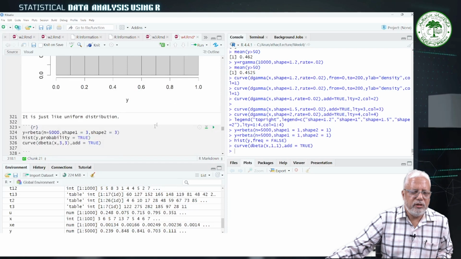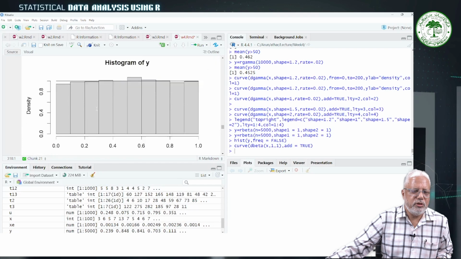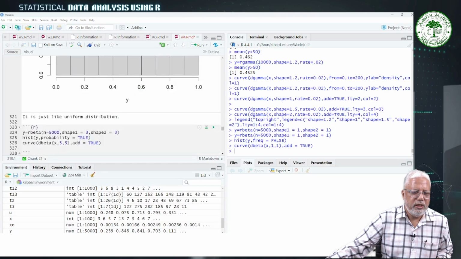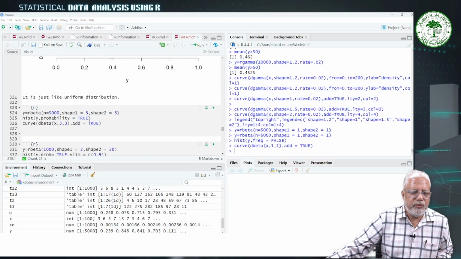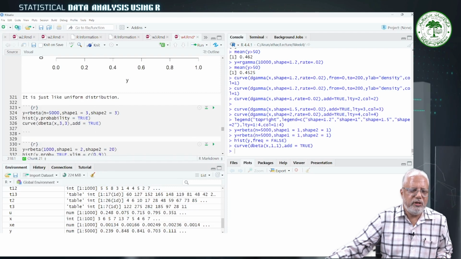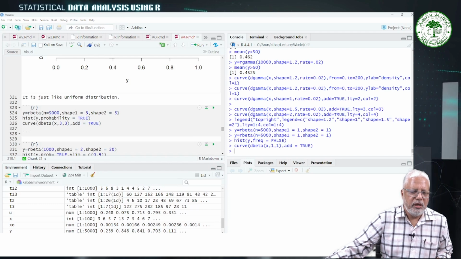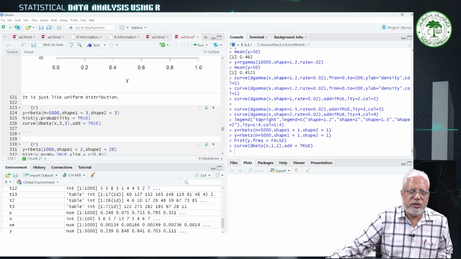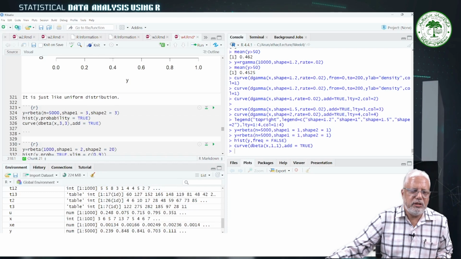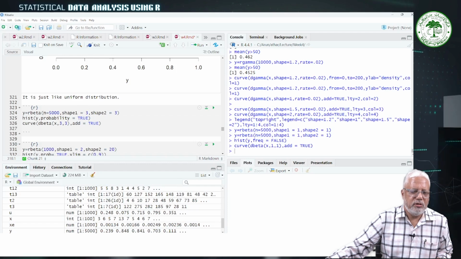It is just like uniform distribution, uniform 0, 1. Here shape 1 is equal to 3 and shape 2 is equal to 3. Now we have increased shape from 1 to 3 both. So if these parameters are the same, like 3 and 3, it will again generate a symmetric distribution.